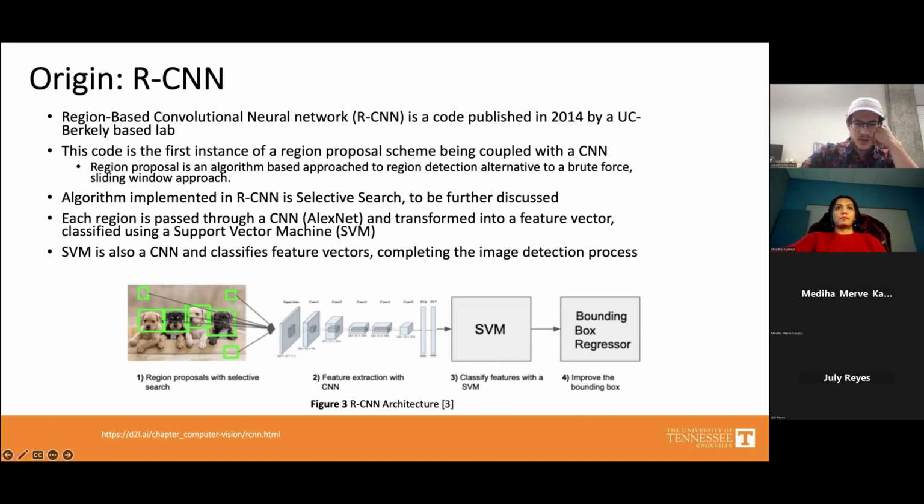On the bottom here, you have a bit of an architecture of how the whole thing works. You have an image, bounding boxes are selected, features are extracted with the network, they're classified with the SVM, and then a final fourth, somewhat optional step is used called the bounding box regressor. This is what improves the bounding box that isolates your image.